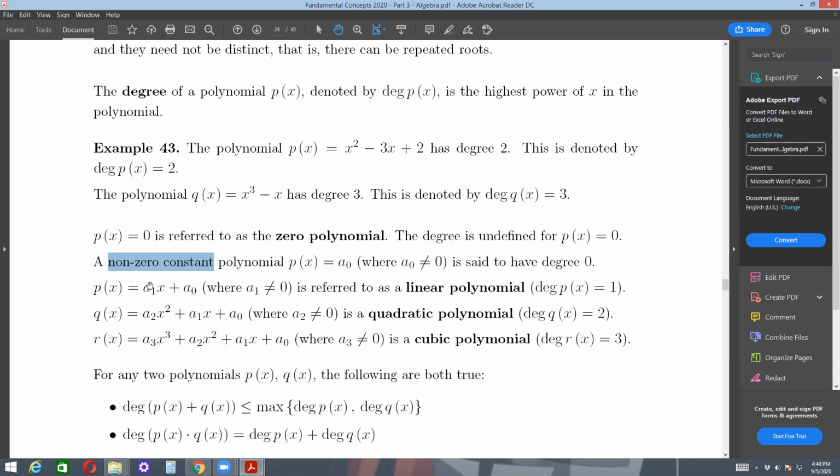If the degree is 1, it's called a linear polynomial. Degree 2 is quadratic. Degree 3 is cubic, and so on. Degree 4 would be a quartic. Degree 5 would be a quintic, and then beyond that, you don't really want to start naming them.